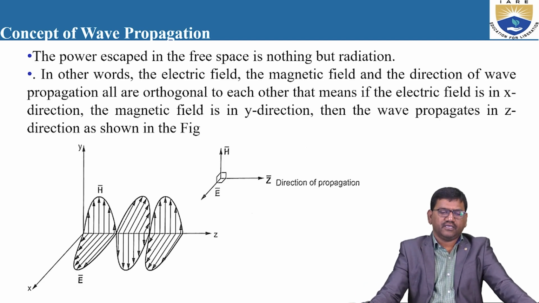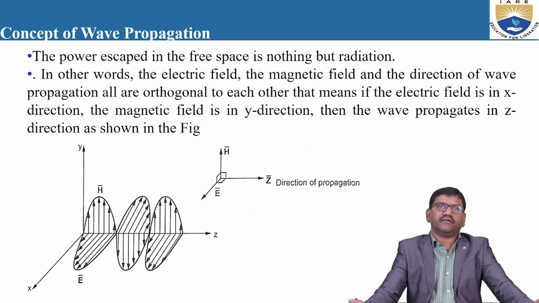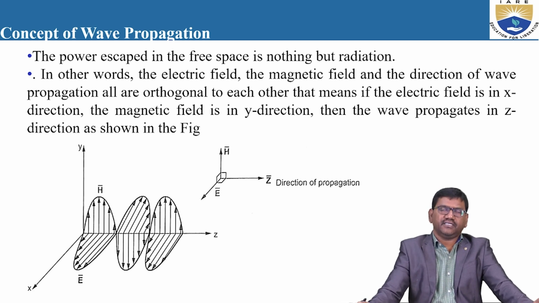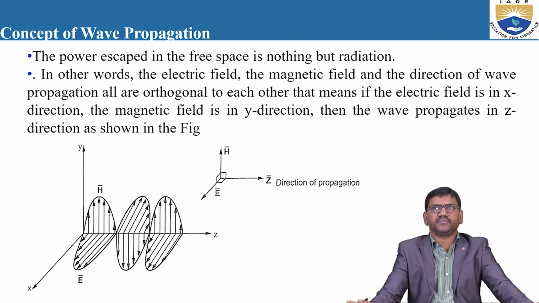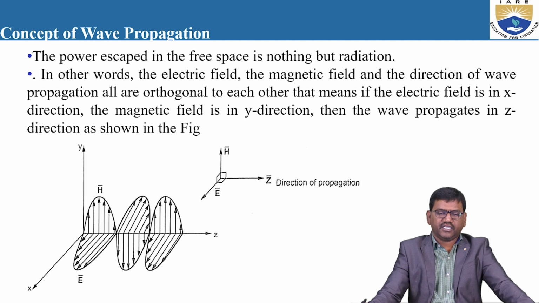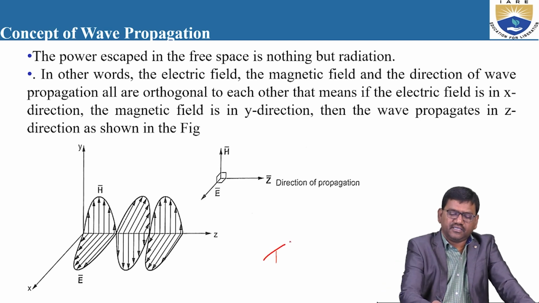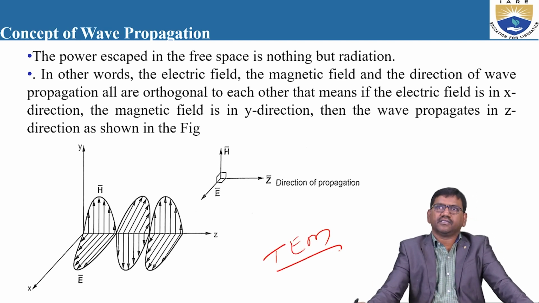Whenever we give some high frequency current to any conductor, some amount of power resides inside the conductor and some amount of power escapes into free space. The amount of power that escapes into free space we call radiation. The electric field, the magnetic field, and the direction of propagation of the wave are all orthogonal to each other, hence the name TEM waves, the transverse electromagnetic waves. The radio waves produced in free space in the far region are known as TEM waves.